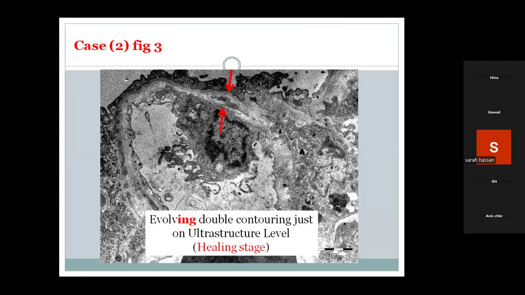But what we would like to say here is that the healing process is evolving, the start of evolving double contouring of the glomerular basement membrane. So double contouring is just the healing process of the resolved immune complexes, and the healing of the membrane that will heal in an irregular shape that could be thickened, could be double contoured. So it's just the process of healing. And according to the extent, it's called MPGN when it appears under light microscope.